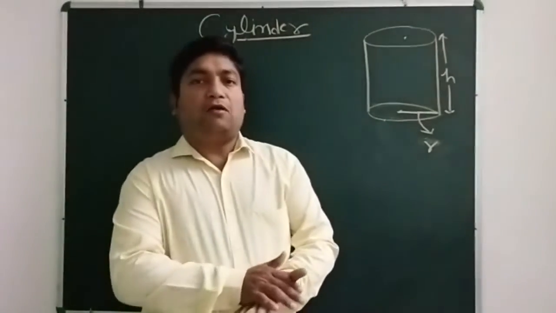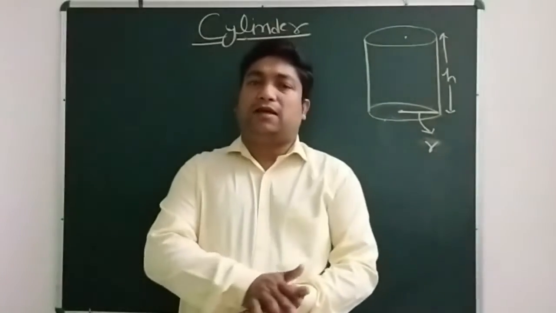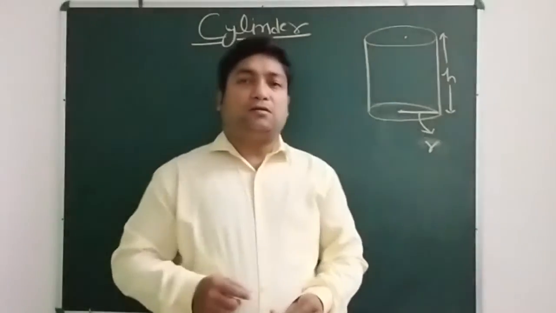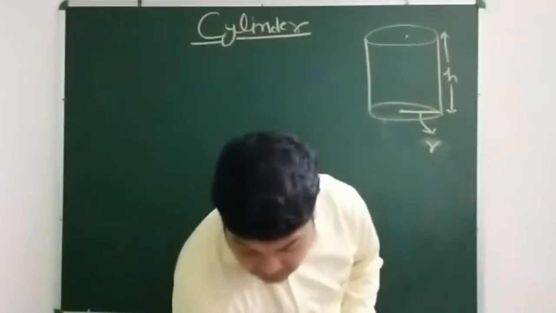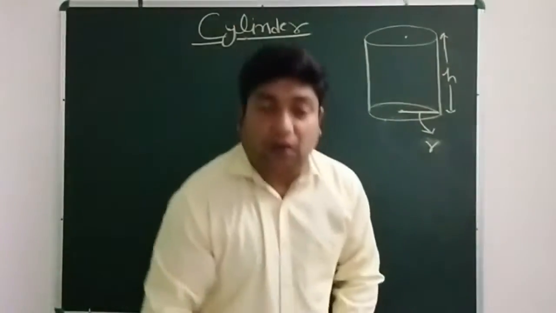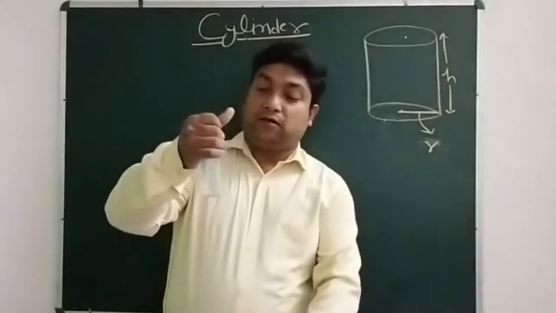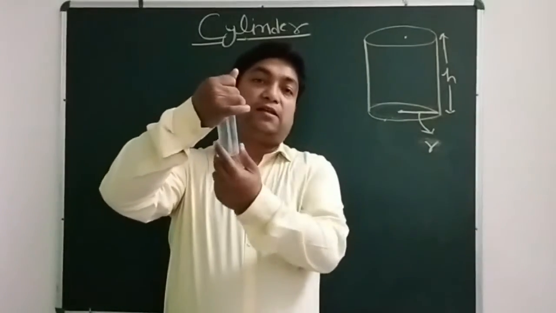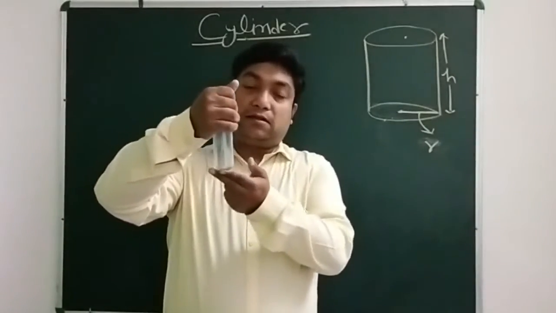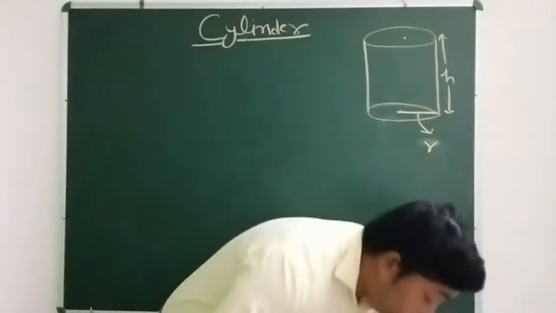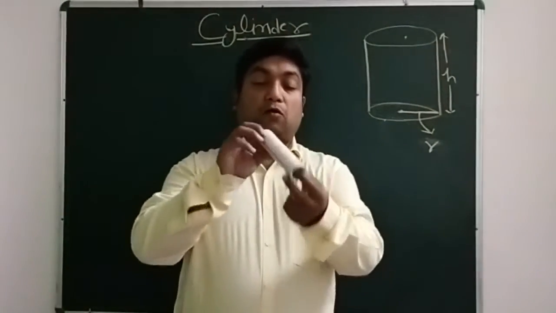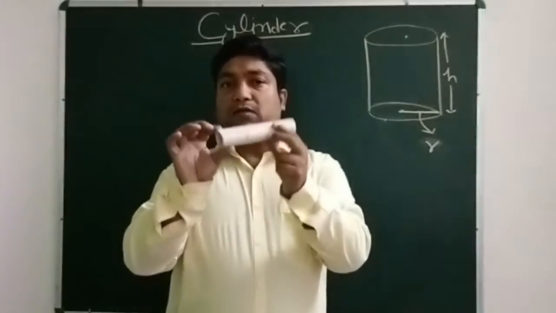In our general life, all of you have seen examples of the cylinder, which is a curved shape. For example, the sanitizer you use is in the shape of a cylinder. We have seen that this is a cylindrical shape. In the cylinder, there is also a hollow pipe. This is also an example of the cylinder.